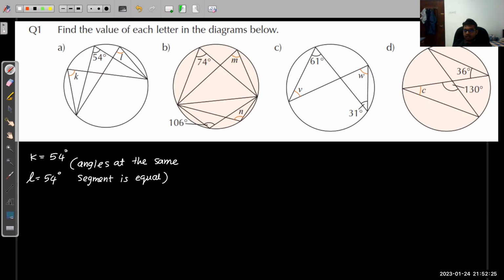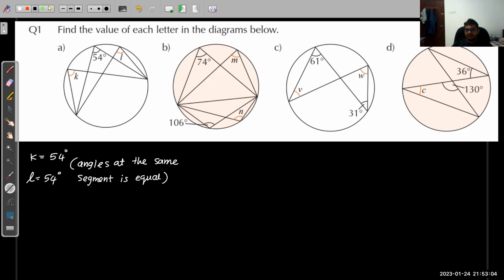Finish? Okay, try part B. Part B, how many angles do you have? N is there, M is there. So for part B, I have to look at it in terms of the angles. 74 and M, what can you say? 74 is exactly equal to M. So 74 is equal to M.